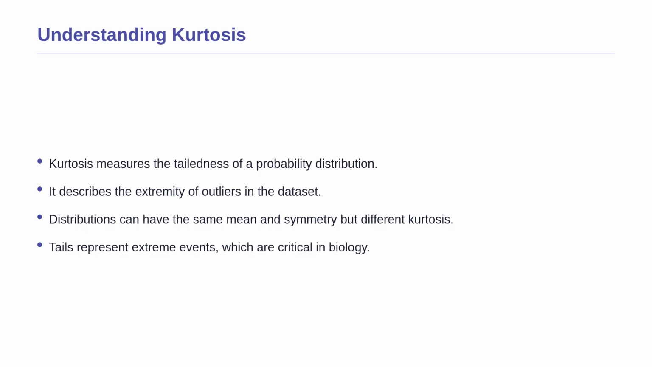This difference in vertical shape and the thickness of their edges is kurtosis. Kurtosis is the measure of tailedness, or the extremity of outliers in a probability distribution. It tells us if our data is heavily concentrated in the center with thick, heavy tails, or spread out with very thin, light tails. This is vital because in biology, tails represent extreme events, which can sometimes be a matter of life and death.